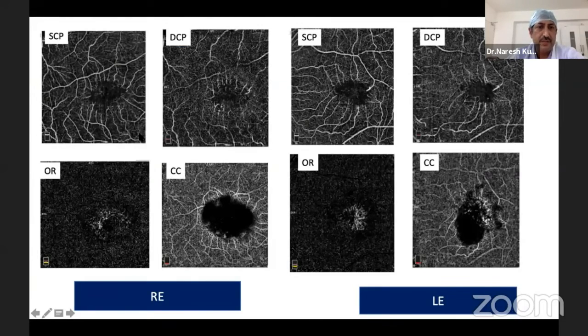So here you can see in the outer retina and the choriocapillaris, there's an abnormal vasculature, and the left eye also shows abnormal vasculature. So it's very useful to pick up neovascularization in cases of MACTEL.